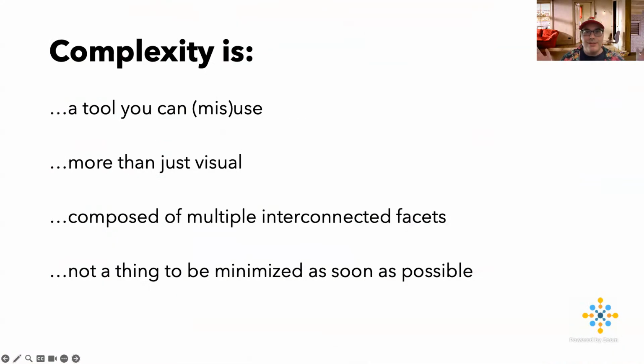So if you want to tune me out for the rest of the talk, these are the four points that I want to get across: complexity is a tool, and it's a tool you can use or misuse in your design. It's more than just visual complexity. We focus a lot on visual complexity in the examples that I showed you, but it's instead built on interconnected facets. And this last point: we often think of designers, even in the minimalist or maximalist phrasing, as wanting to get rid of complexity as soon as possible so they can carry on with the rest of their design work, but we argue that's not the case.